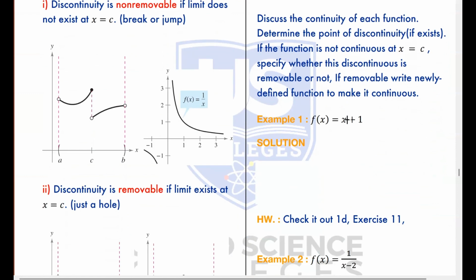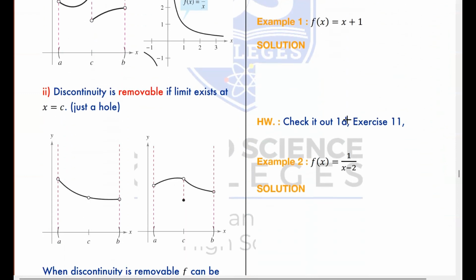Alright, let's get started. First question, x plus 1. What are the points of discontinuity? First of all, ask yourself, what are the anti-domains? What is the anti-domain here? So what kind of function is that? You need to know the type of the function first. This is a polynomial function.